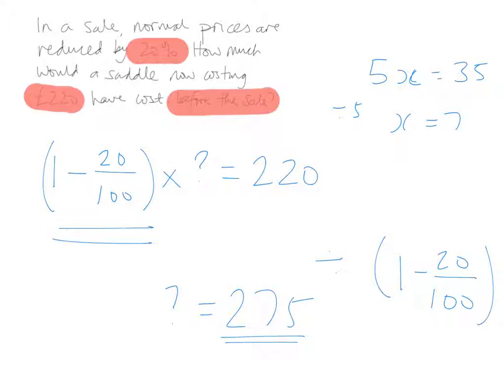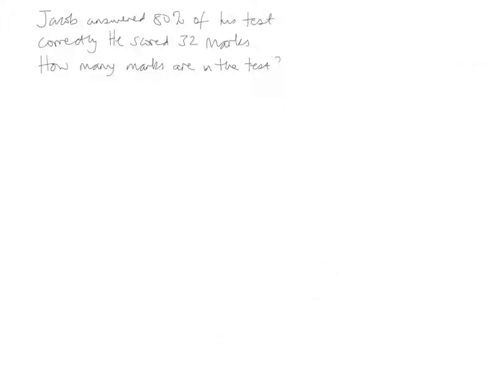So what we're doing here is using our normal method for percentage increase and decrease, and then using our algebra skills to get question mark or x all on its own.